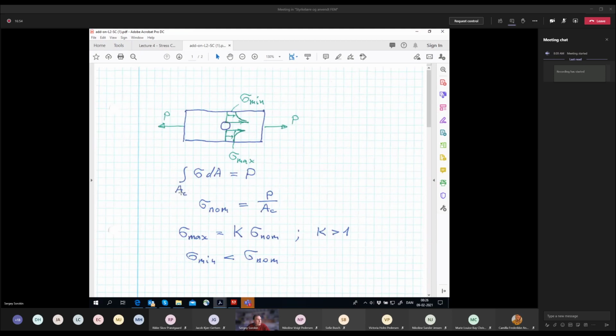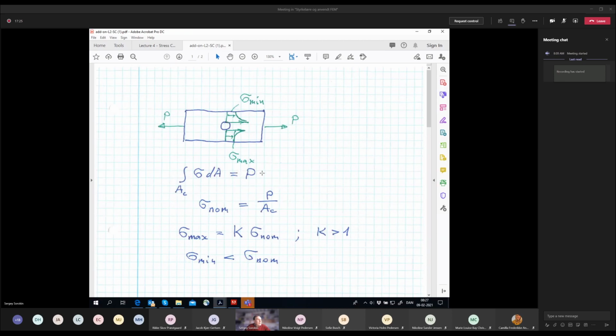So here we have this AC, which stands for the cross-sectional area here, and in the next slide we'll just repeat it. We have this weakened cross-section, and then of course the total resultant of stresses must balance the force. So this, I think, is obvious.